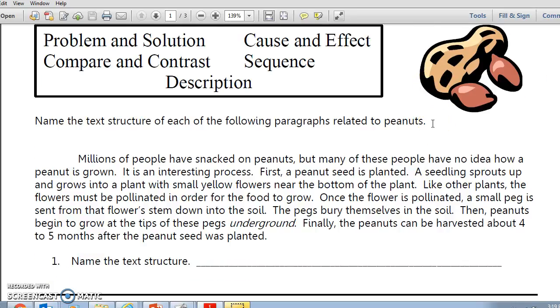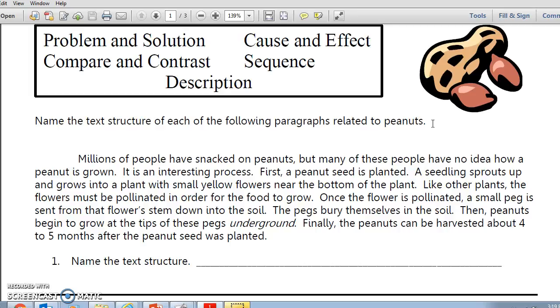Millions of people have snacked on peanuts, but many of these people have no idea how a peanut is grown. It is an interesting process. First, a peanut seed is planted. A seedling sprouts up and grows into a plant with the small yellow flowers near the bottom of the plant. Like other plants, the flowers must be pollinated in order for the food to grow.